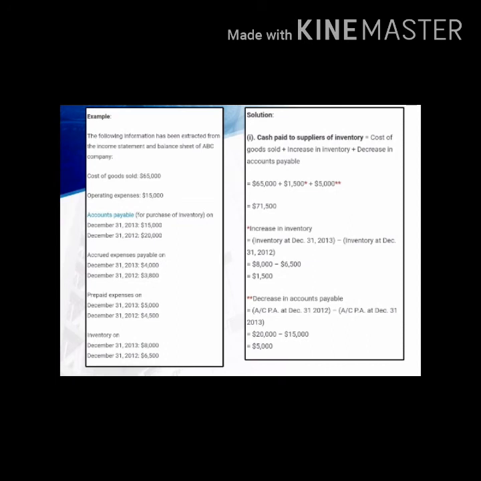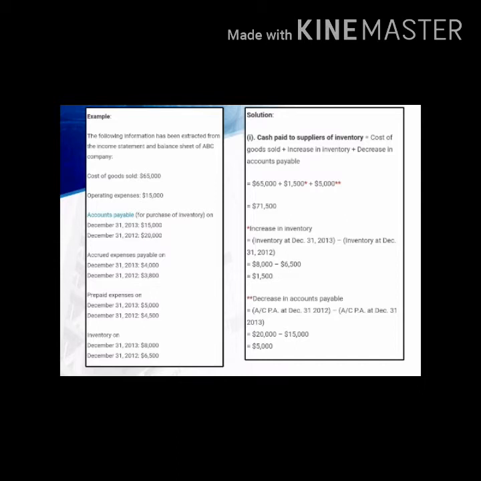So here's some example. The following information has been extracted from the income statement and balance sheet of ABC Company. The cost of goods sold is $65,000, and the operating expenses is $15,000. On the accounts payable for purchase of inventory, it shows here the ending period and the beginning period of the year.